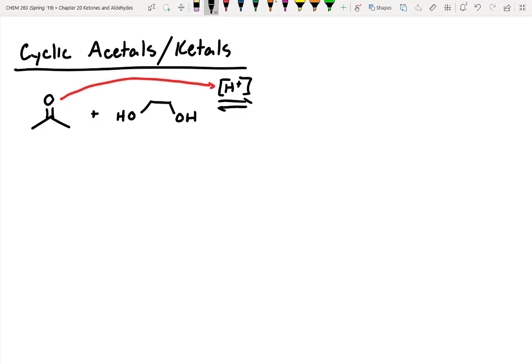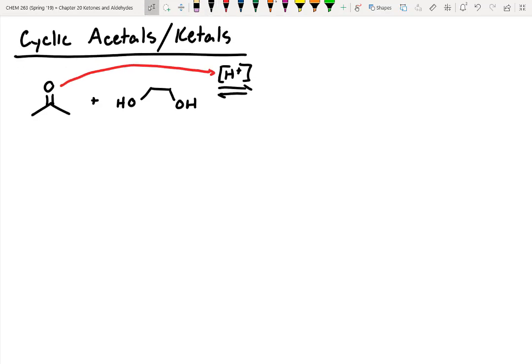Yep. So will neither of these acetals and ketones work with the basic conditions? That's a good question. Normally, these are done under acidic conditions just for ease of the reactivity. I suppose you could do some of these under basic conditions. However, you might run into side reactions. So normally these are done with acidic conditions. All right, so now we've protonated our ketone.